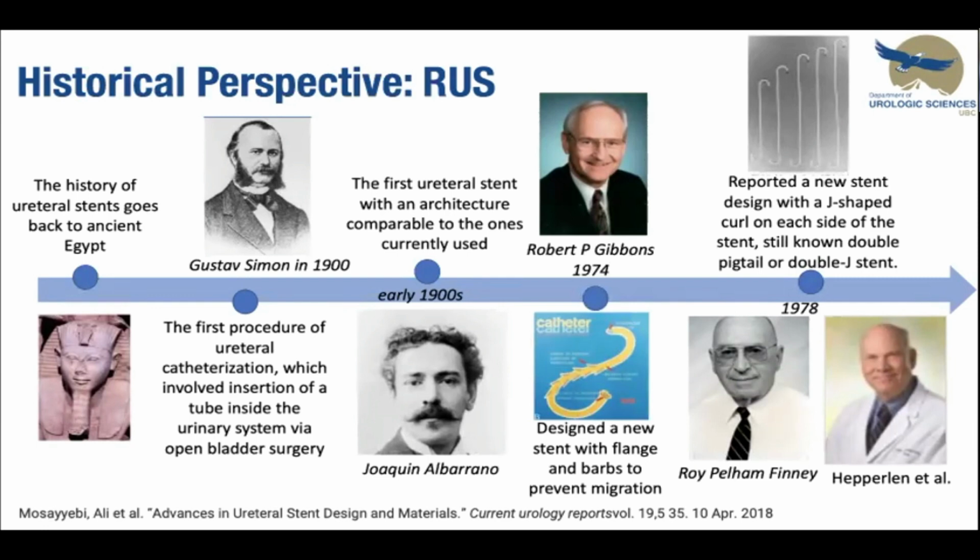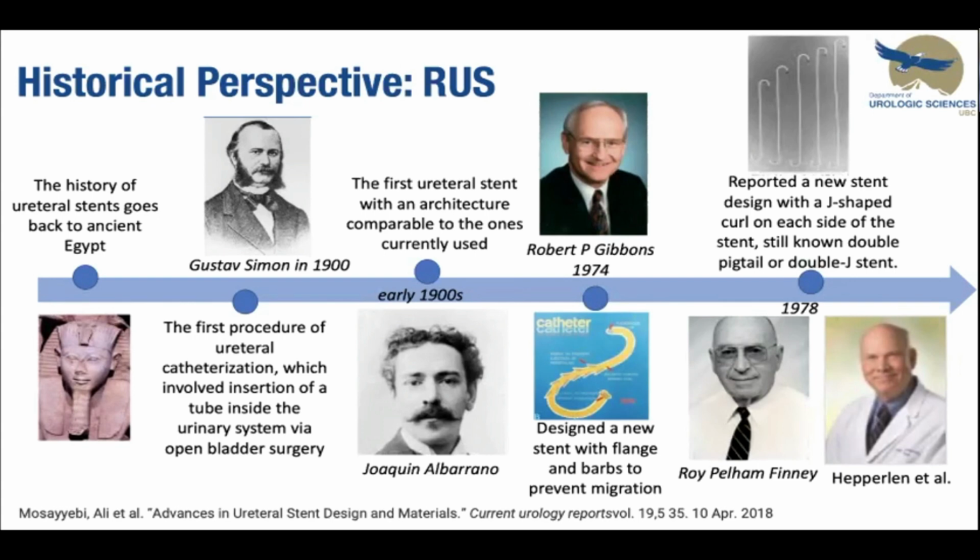The first ureteric stent with an architecture comparable to ones currently used was introduced by Joaquin and Albarran in early 1900. Gibbons and colleagues designed a new stent with the distal flange to prevent proximal migration and sharply pointed barbs to prevent distal migration, which became commercially available in 1974.